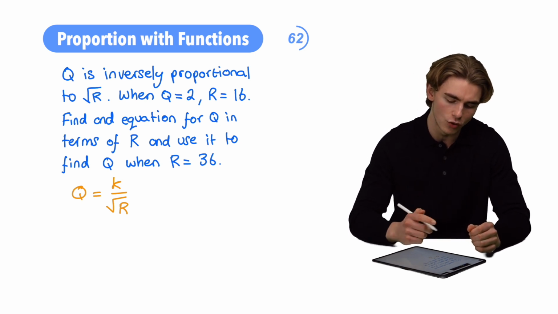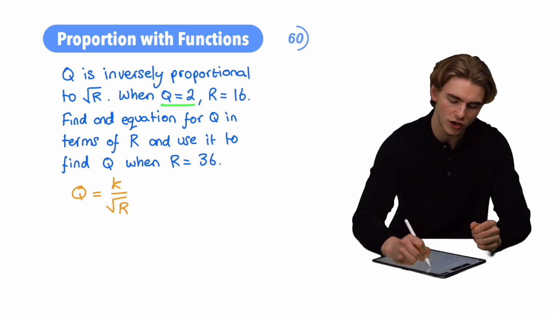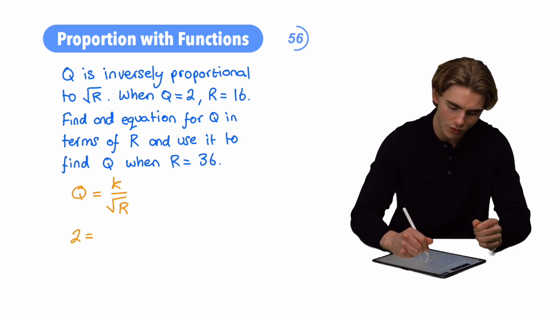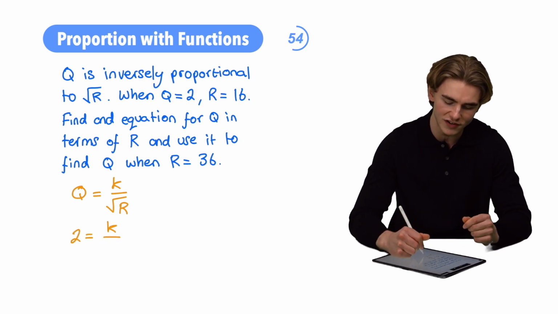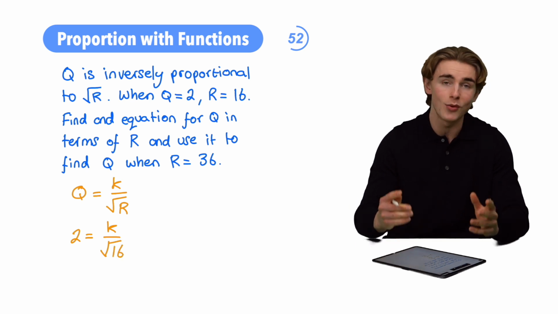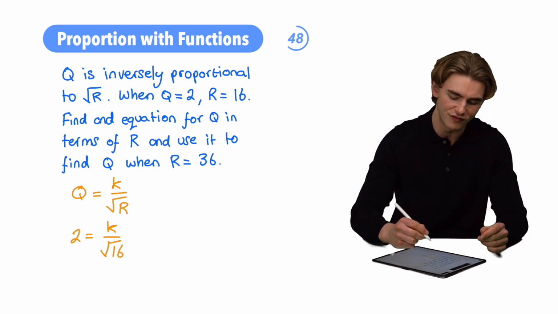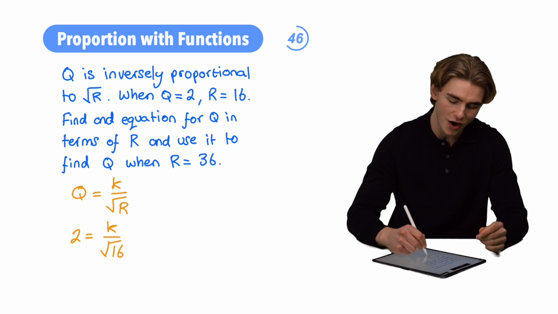So step number 2, we're going to substitute in the values that we know for q and r. So we know that when q is equal to 2, we're going to have 2 is equal to k over the square root of r, which is 16, so we have the square root of 16. We can simplify this, guys. What's it going to give us? Well, the square root of 16, that's going to be 4, so this is effectively k over 4.